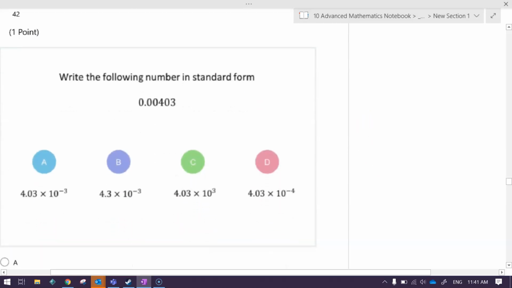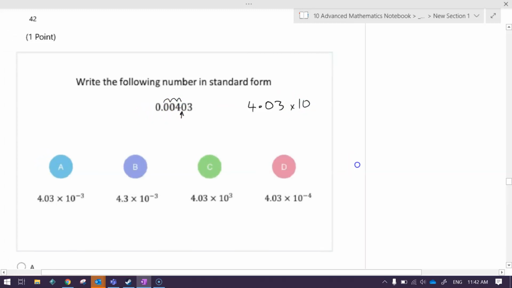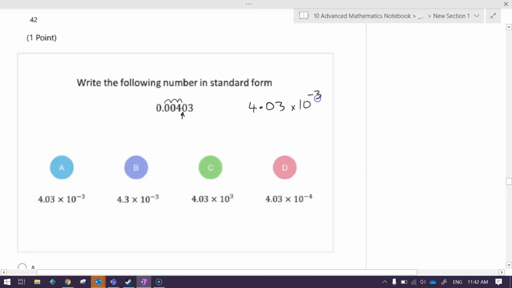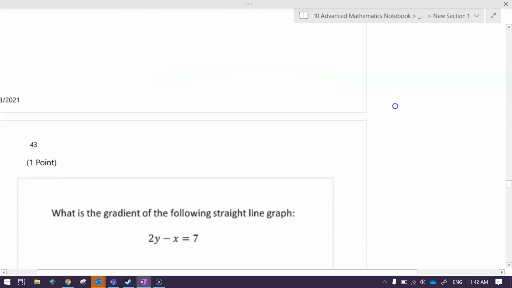Write the following number in standard form. We place the decimal after the first non-zero digit. So place it after the 4. How far did it move? 3 places, so it's multiplied by a power of 10. It was a number that was less than 1 to begin with, so it must have been being divided. Or you can think about it as 4 tenths, hundredths, thousandths. So it's divided by 1,000 or multiplied by 10 to the negative 3. 4.03 by 10 to the negative 3. There's our answer right there.